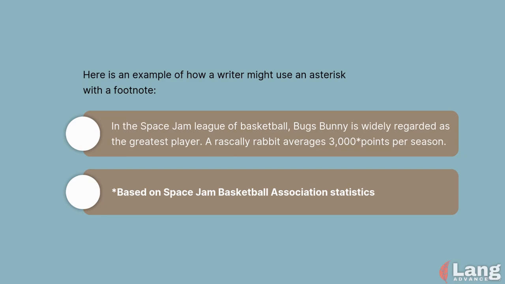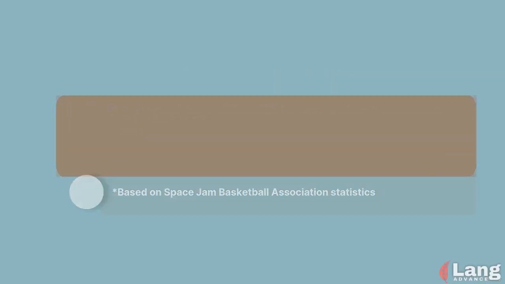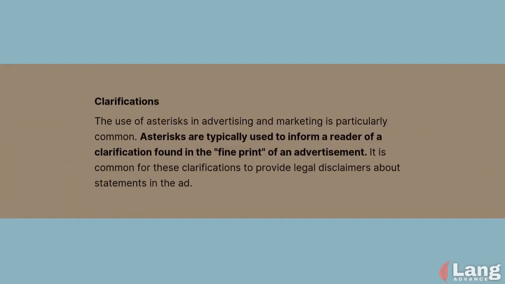In the Space Jam League of Basketball, Bugs Bunny is widely regarded as the greatest player. A rascally rabbit averages 3,000 points per season.* Based on Space Jam Basketball Association statistics. Clarifications. The use of asterisks in advertising and marketing is particularly common.